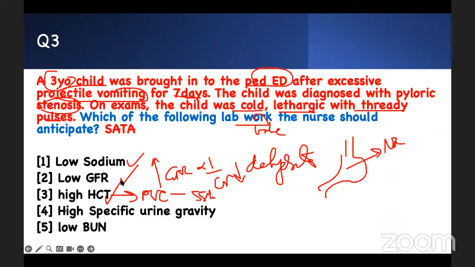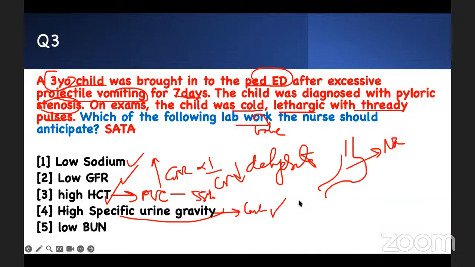This is fine. Your urine becomes pungent, thick, smelly, and concentrated, like really dark. Specific gravity is just the definition of concentration. So change this into high concentration. Therefore, this is true.